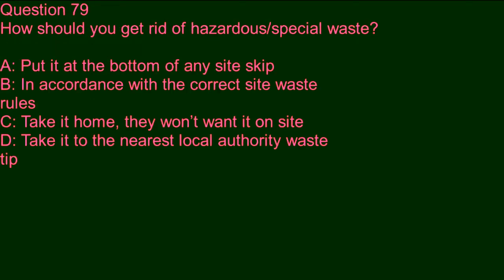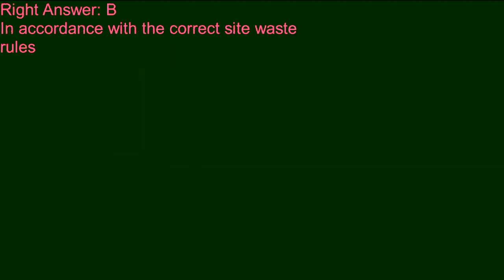Question 79. How should you get rid of hazardous, special waste? A. Put it at the bottom of any site skip. B. In accordance with the correct site waste rules. C. Take it home, they won't want it on site. D. Take it to the nearest local authority waste tip. Right answer, B. In accordance with the correct site waste rules.